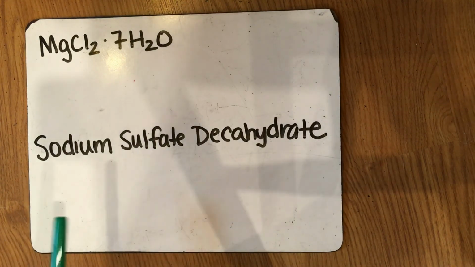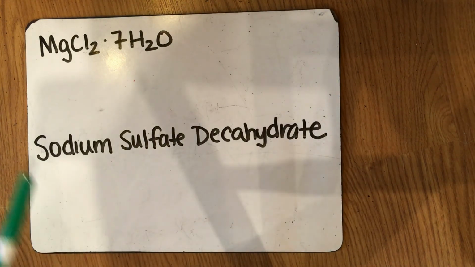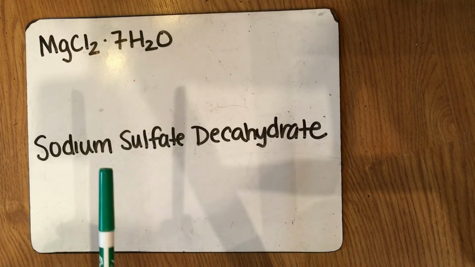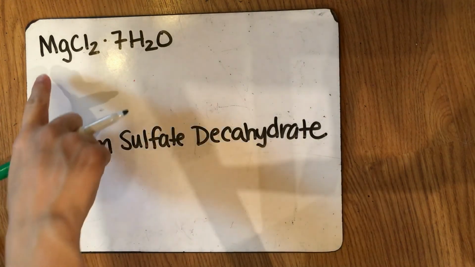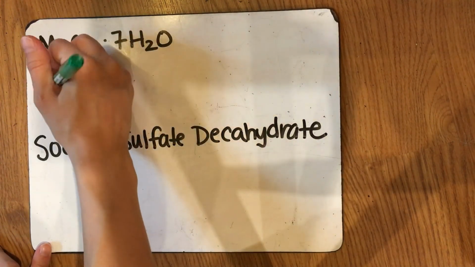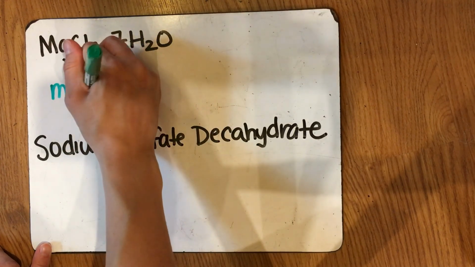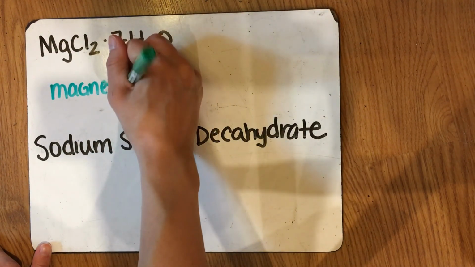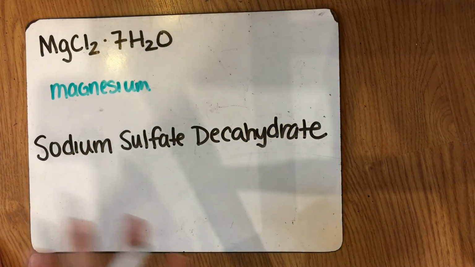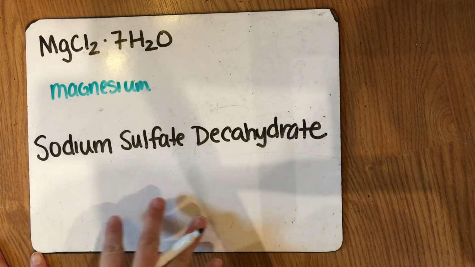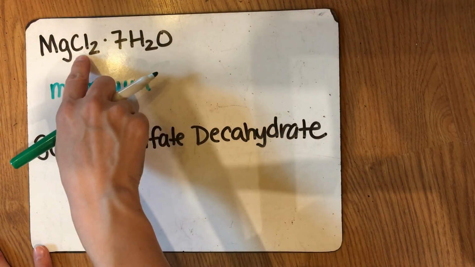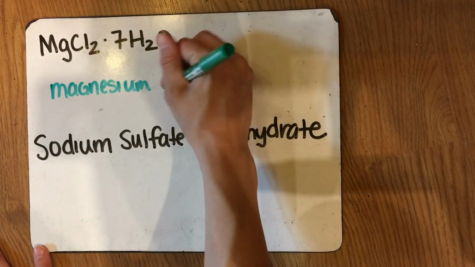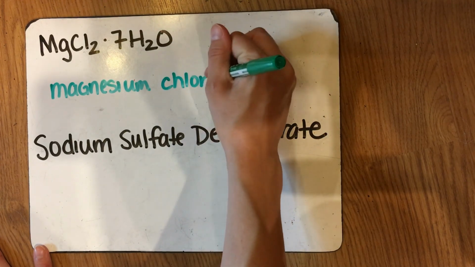When naming a hydrate, we just name the ionic compound as we normally would, and then we'll use prefixes to help us name the hydrate portion. So MgCl2, we have magnesium. Magnesium is not a polyatomic ion, or not a transition metal, I'm sorry, so we do not need the Roman numerals. So we have magnesium, and we have chlorine, which is going to change to chloride.